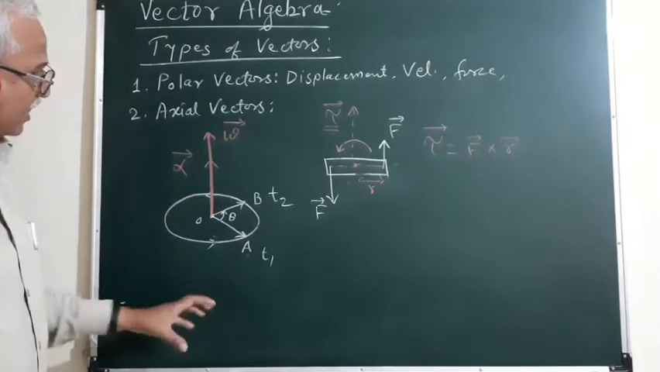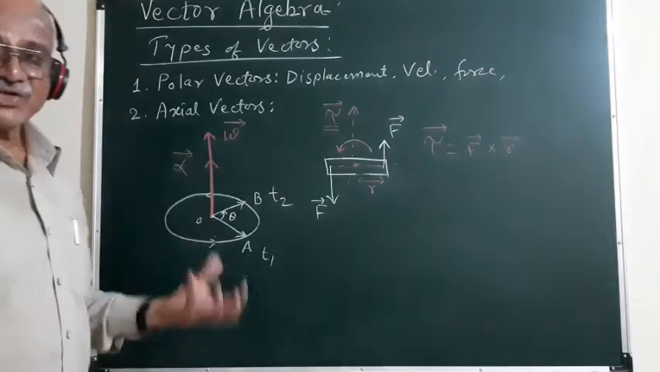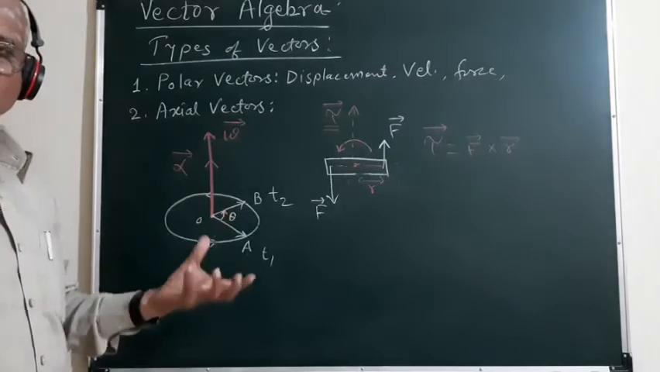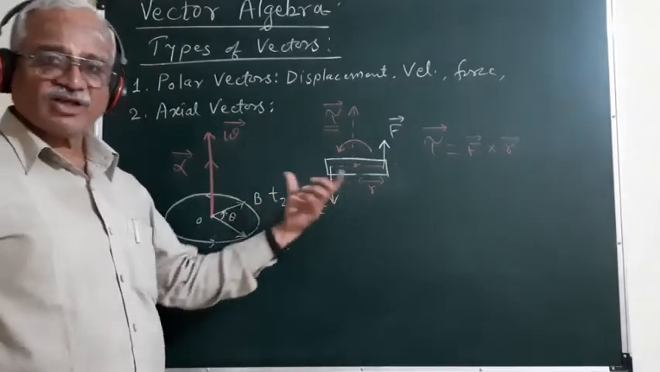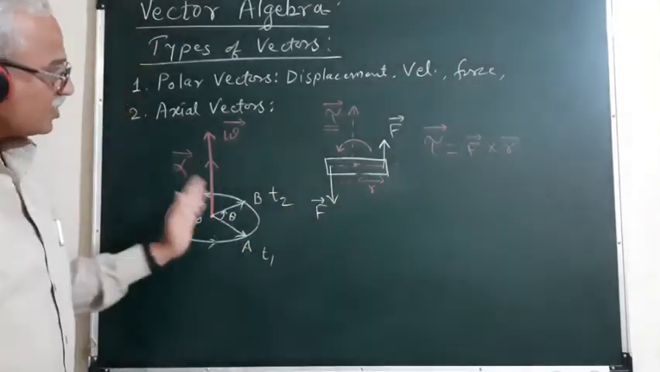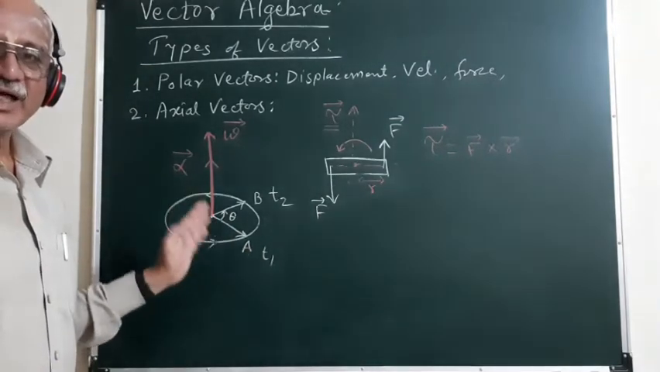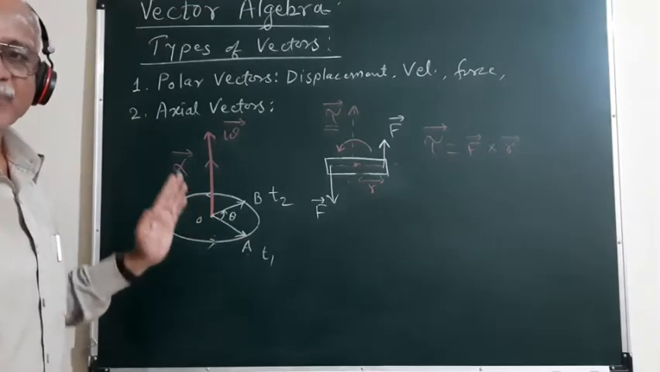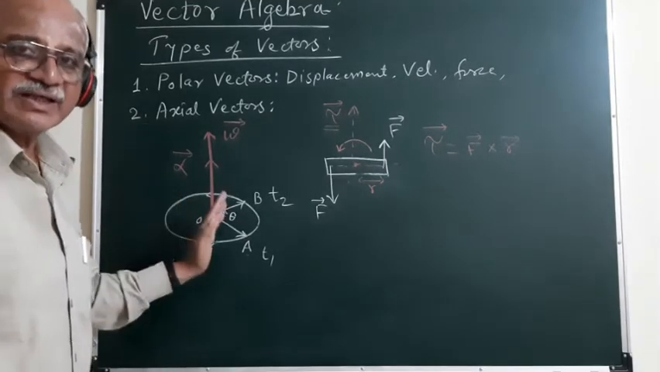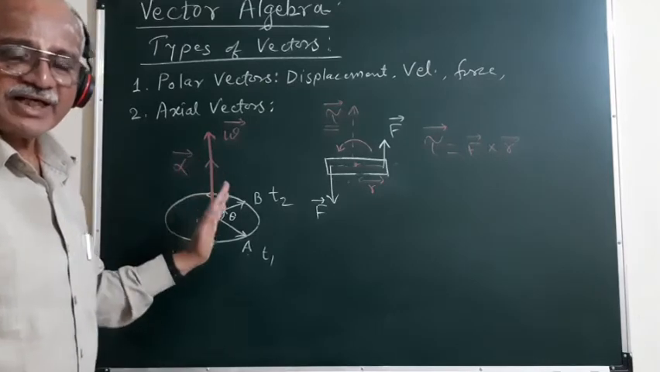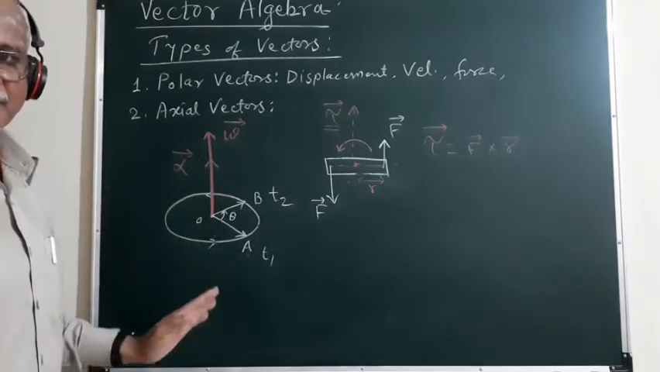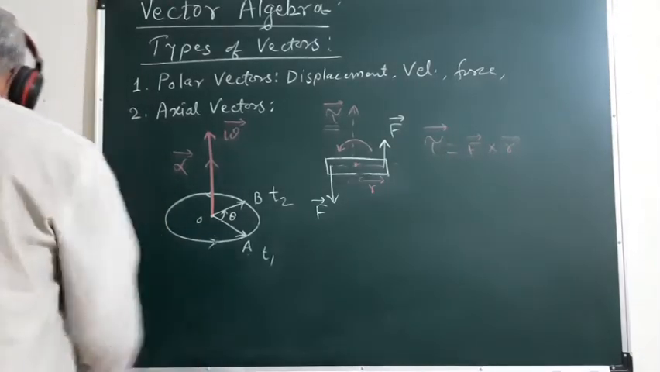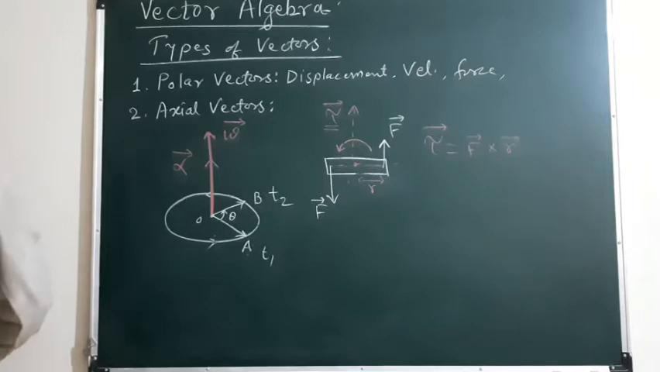So if we are interested to know the angular velocity of the particle, or the angular acceleration of a particle, or if we want to know the torque acting on a certain object, then such quantities are found to be directed along the axis of rotation of that body or particle. Hence such vectors which are directed along the axis of rotation are called axial vectors. So these are the main two types of vectors.